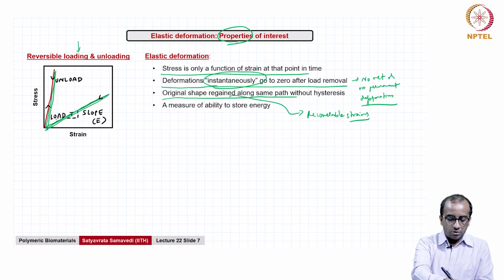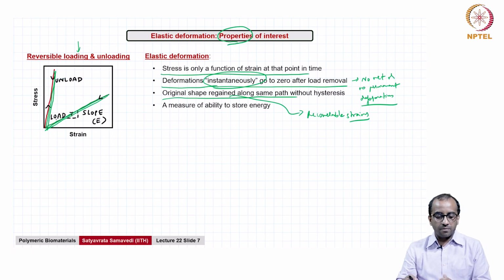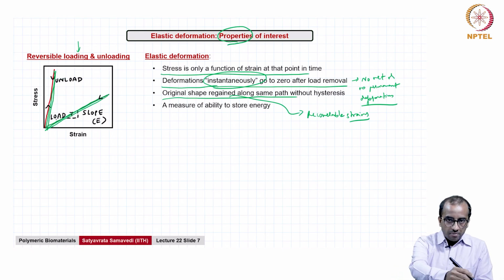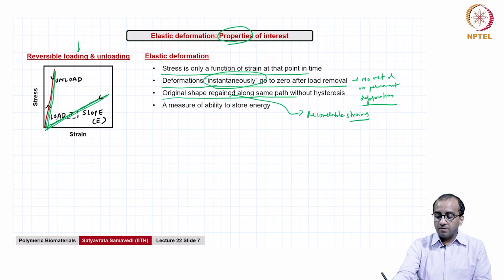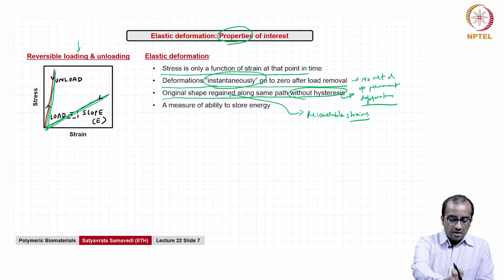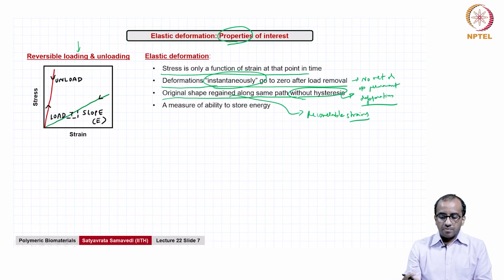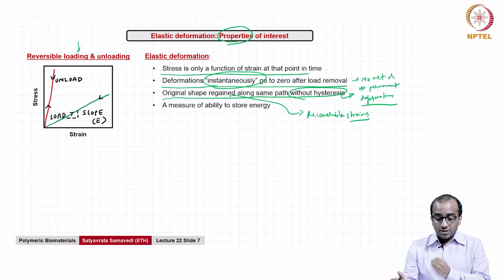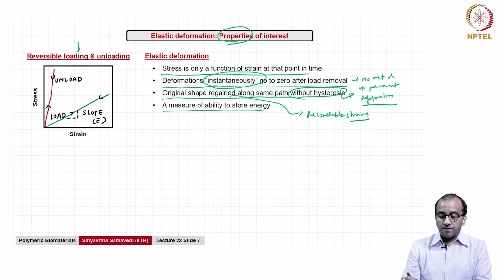So, if again shown are two different curves for two different materials, let us say, it is going to come back along the same path without hysteresis. That should be connected to no net or no permanent deformation. And this elasticity has to do with a measure of ability of the material to store energy. And that is one way to think about the elastic deformation.